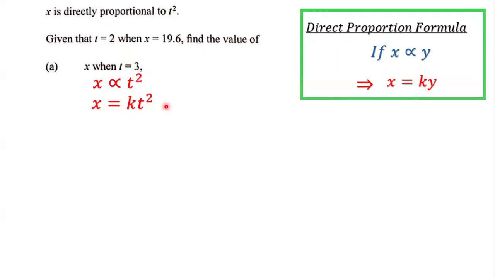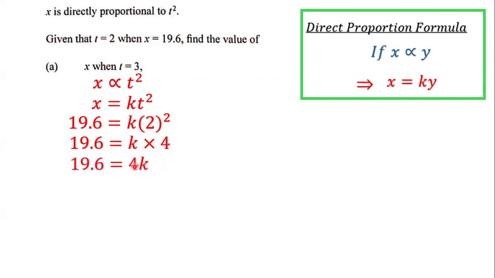Indeed, we have that x is equal to 19.6, so we put that right there, and we have that t is equal to 2. And so we substitute x is 19.6 and t is equal to 2. Next, we say 2 squared. Well, 2 squared is 4, and so we have k times 4. And so that will give us 4k.